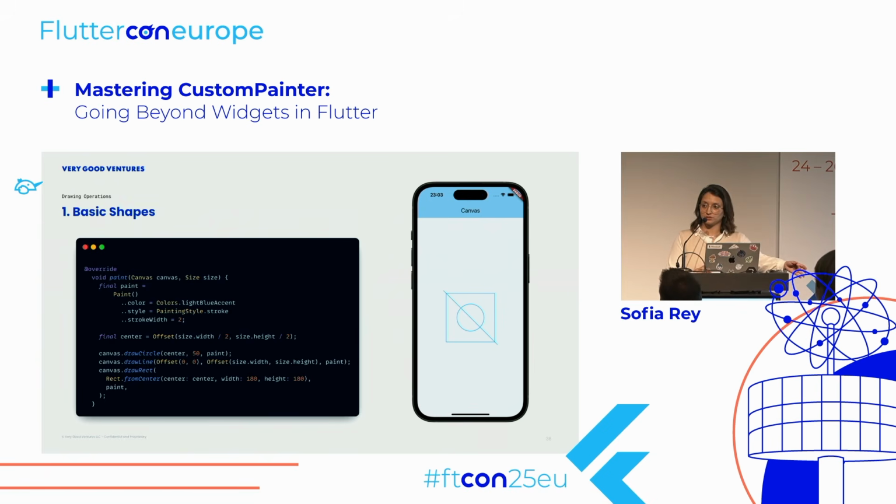So here I'm first creating a paint object, telling it to be light blue accent with a stroke style and with a thickness of 2 pixels. And then I'm just calling canvas.drawCircle, canvas.drawLine, and canvas.drawRect. And that is how it looks. They all look the same because I'm using the same paint object.